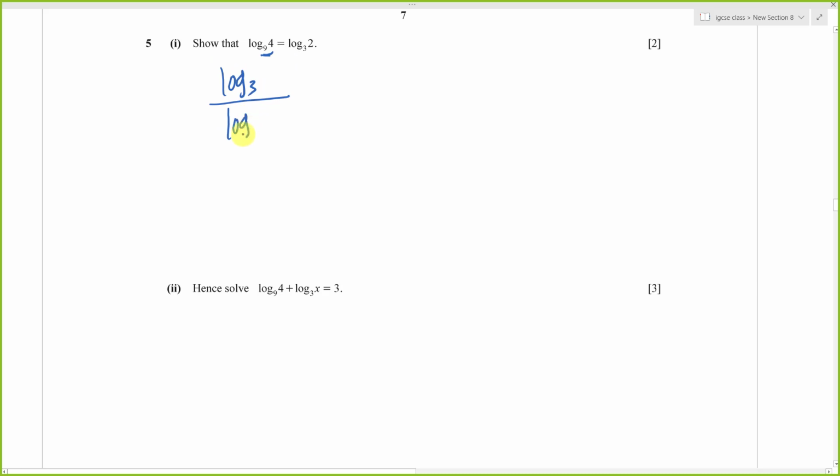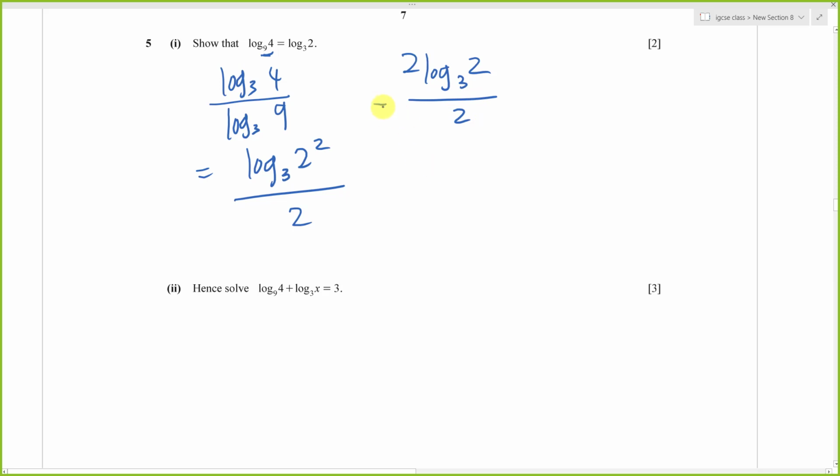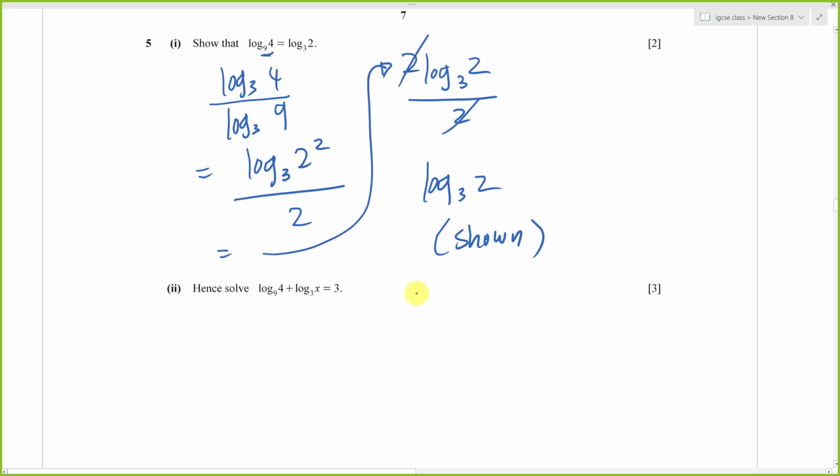Log base 3, log base 3, 4 at the top, 9 at the bottom. Log 3 of 2... oh, they ask you to show, so you kind of need to show this one. So this is log 3 of 2 squared over log 3 of 3 squared. The bottom, log 3 of 9, you should know is 2. Then move the 2 here: log 3 of 2 over 2. Then you get simplified log 3 of 2. This is a short version. Of course, in the exam, you need to write nicely, you cannot write so many equals signs; this equal continues from here, and this one continues these fractions.